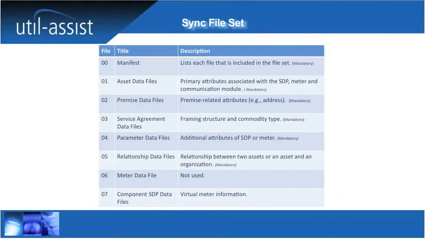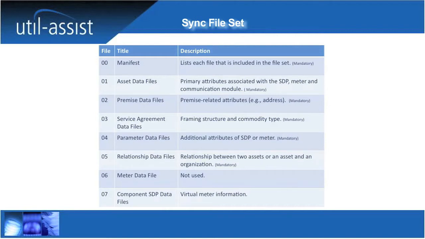A sync file set is composed of multiple files. Mike Strano explains. The sync files are actually a set of files. Here's a listing of the files. File 0 is what's called a manifest file. It tells the MDMR what to expect with this file set. Each of the files have sequence numbers. So the manifest file will tell MDMR this is file set number 42, and it's coming along with 2 file number 1s, 1 file number 2, 3 file number 3s, and so on.